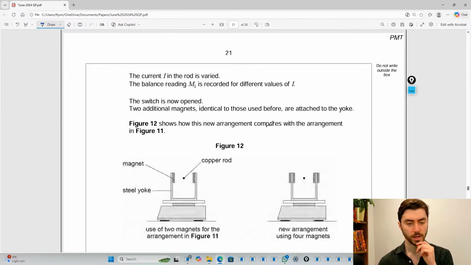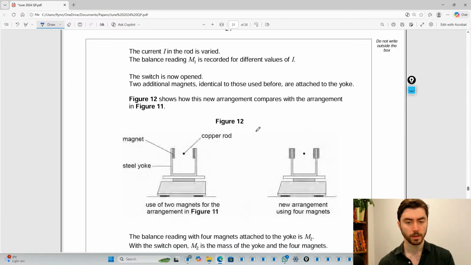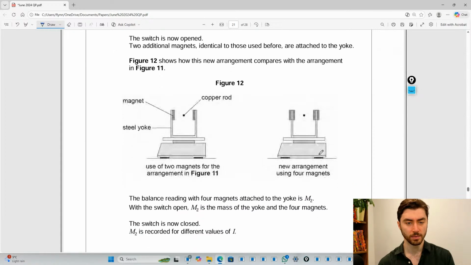Okay, so here, what do we got going on? So the current is varied. The balance reading is recorded for different values of I. The switch is opened, which means you stop the current. Two additional magnets identical to those used before are attached to the yoke. So it's on the other side now. That's what's different.